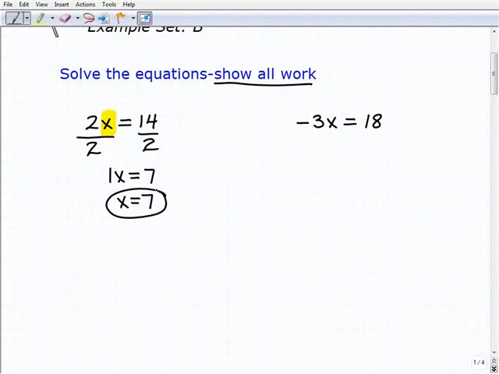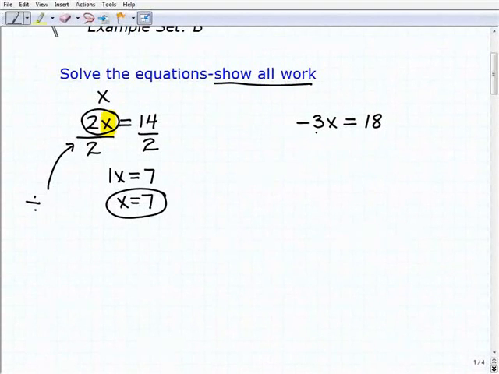But this is the big concept that I want you to get. We saw that what we had next to the variable was multiplication, so we used division to solve our equation. Remember, division is the inverse operation to multiplication. That's the big picture that I want you to see. All right, so let's move on to our next problem.